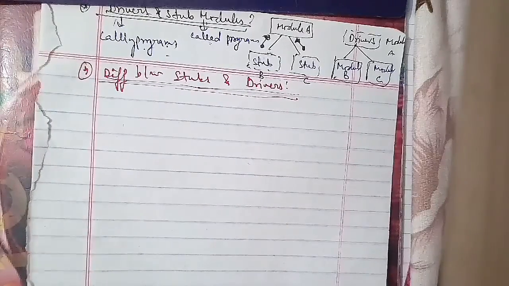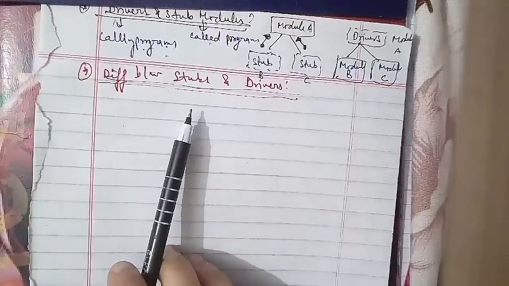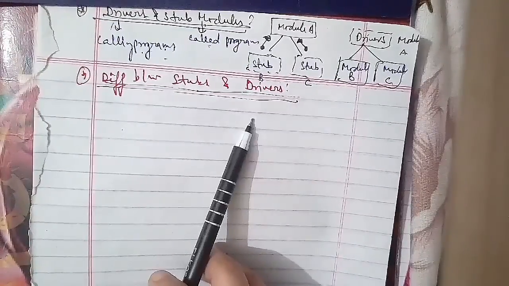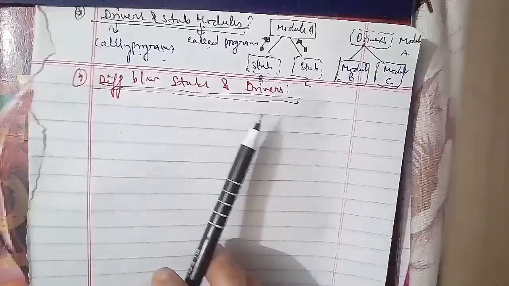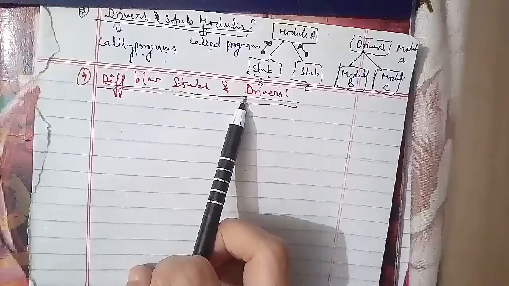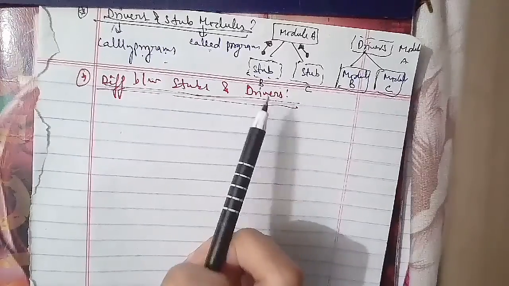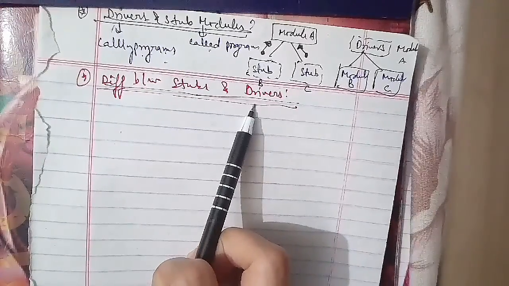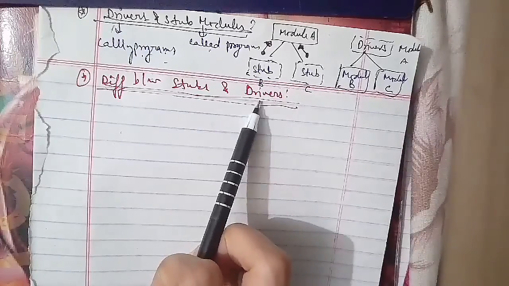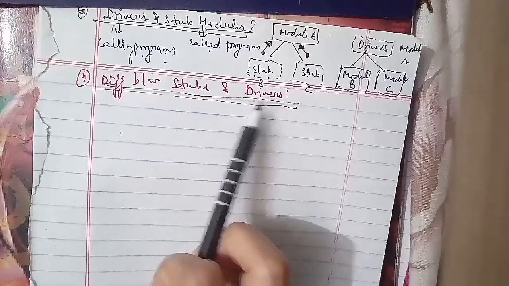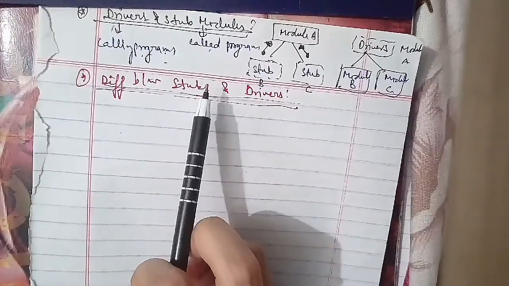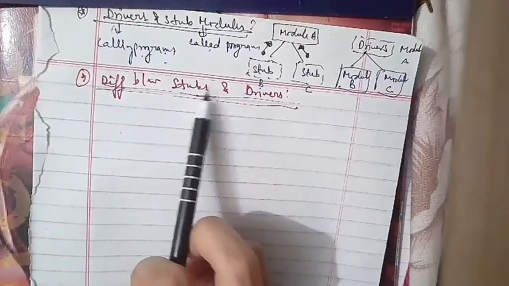The other difference is that drivers are considered dummy modules that simulate the low level module, and stubs are considered dummy modules that simulate the high level module here. In the same way, for drivers, during testing the lowest modules are tested first. For stubs, during testing the highest modules are tested first. Drivers are used in the bottom up approach, and stubs are used in the top down approach here.